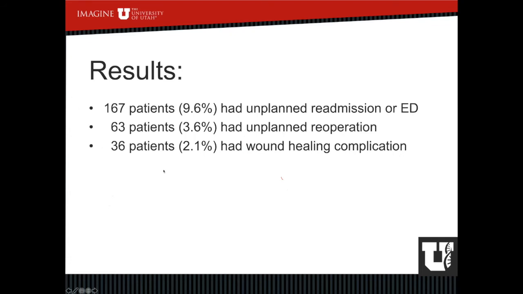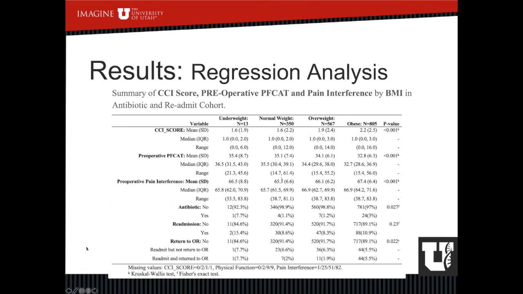So there were 167 patients that had unplanned readmission or trips to the emergency department. 63 patients, or 3.6%, had an unplanned reoperation, and 36 patients, or 2.1%, had a healing complication. A busy slide, I'll highlight what is relevant here.